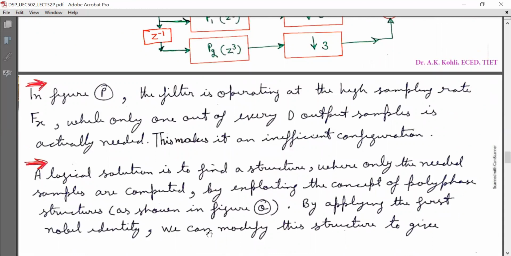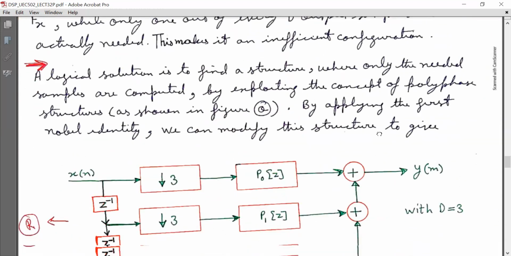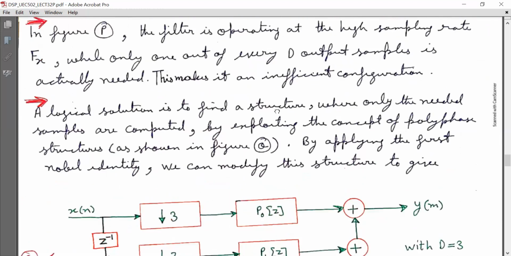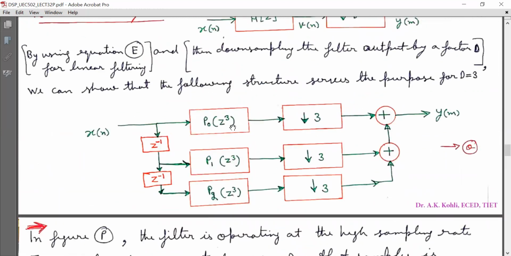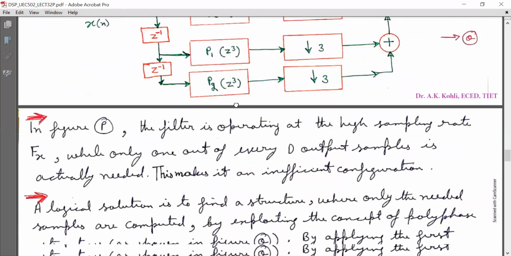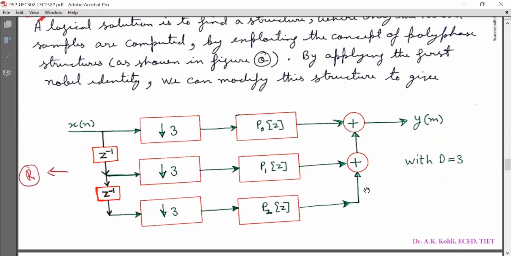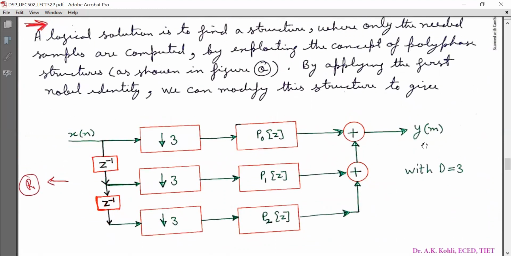By applying the first noble identity, we can modify the structure to give structure R. How? Using the first noble identity, I can interchange the position of these two blocks. So I can get this block here and this block here, provided that I make appropriate changes in this filter. So this leads to the new structure with D equal to 3 like this. Now this structure R is computationally efficient and output is Ym.